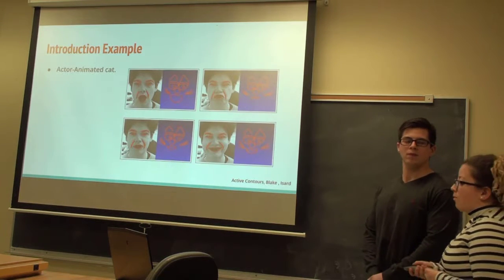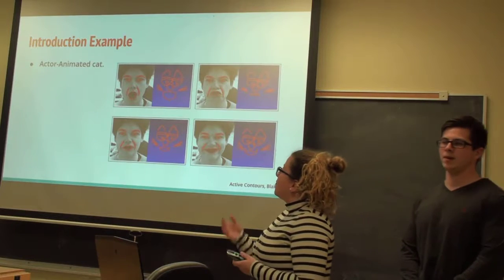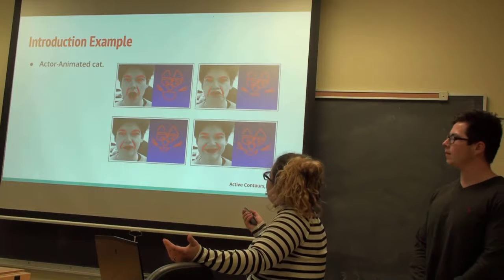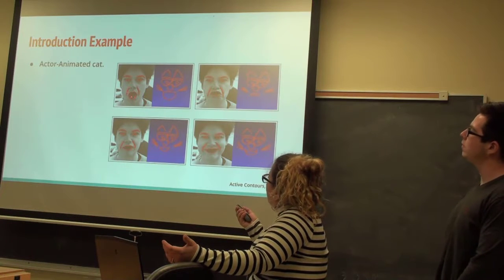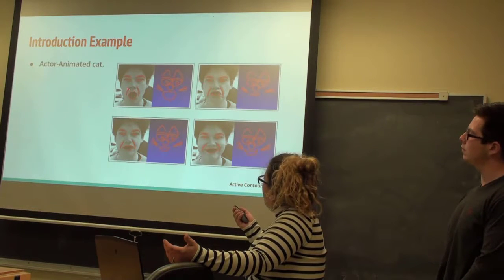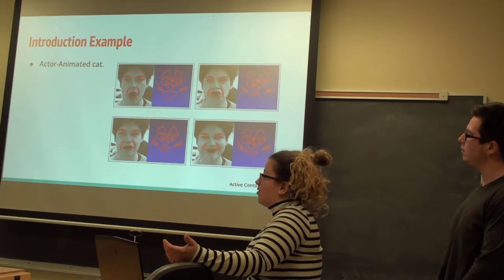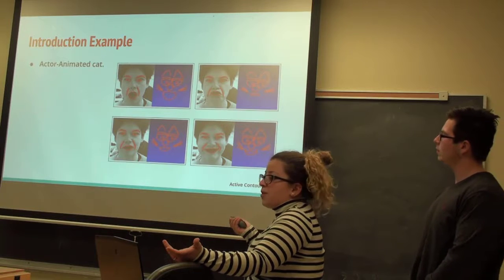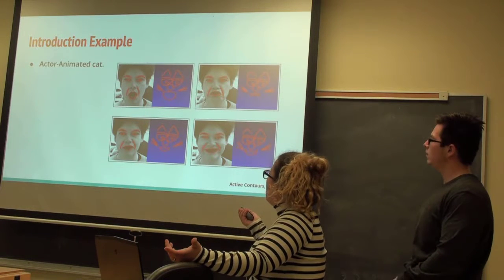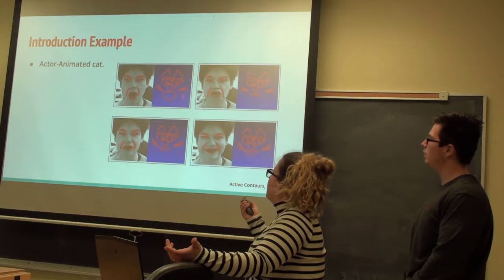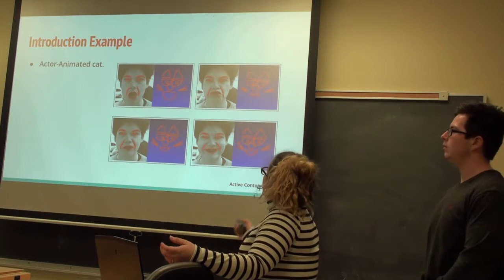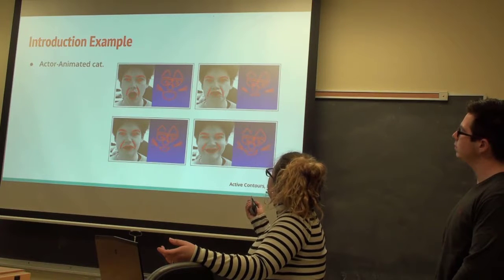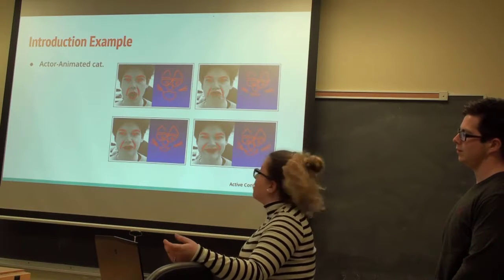Okay, one example is this actor and animated cat. How it works is that the algorithm tracks the shape of the mouth and some of the facial expressions of the actor, and then the animation will copy the expressions of the actor. So if the actor opens the mouth, then the cat will also open the mouth. The actor is showing an angry face, and the cat is going to be showing the same thing.